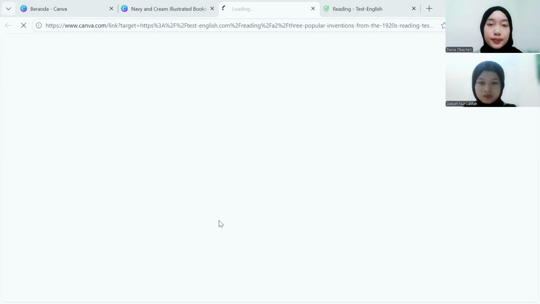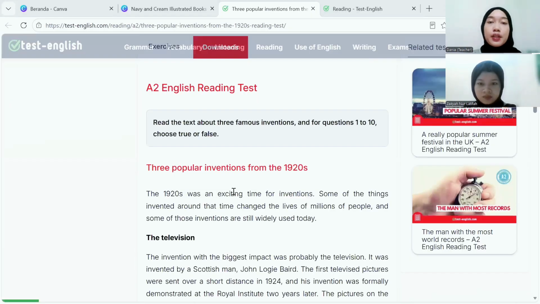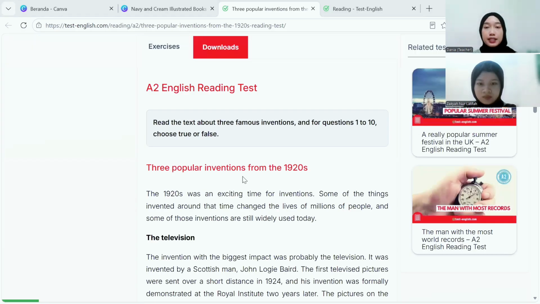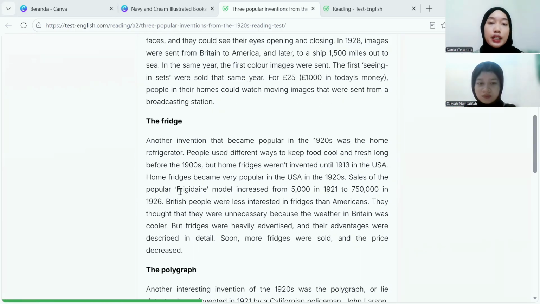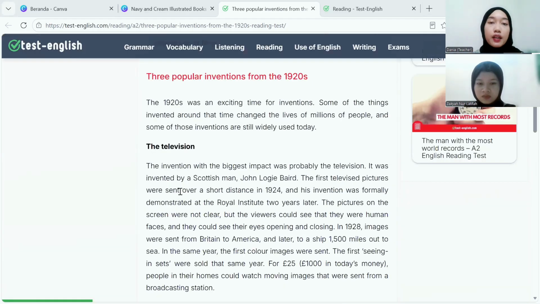Okay, this is the expository text. First we will apply the skimming strategy, students. When we skim, we don't read everything, right? We just look at the title and some key parts, like the first sentences of the paragraphs, headings, and repeated keywords. Okay, now let's skim the text.